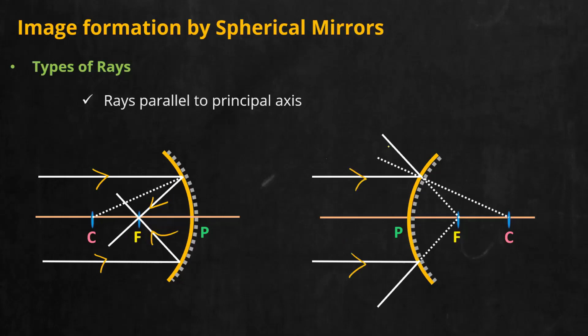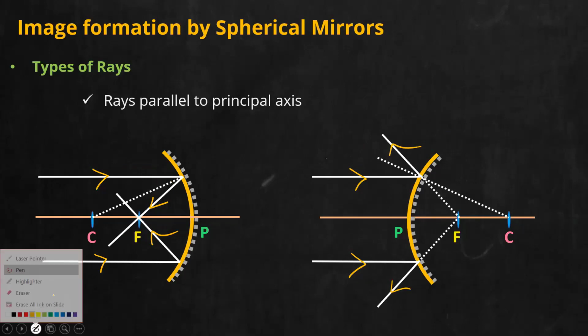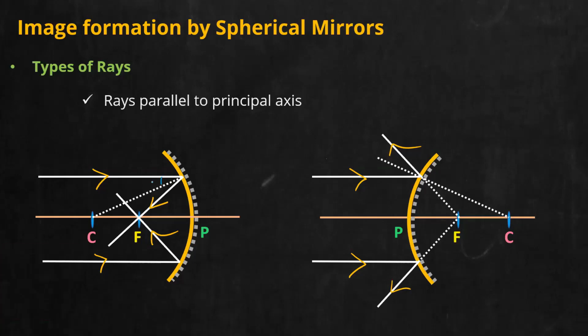Draw the arrows. And those who want can mark what? Angle of incidence and angle of reflection, in both the diagrams. Completed? No, sir. Then make it fast. Draw it fast.